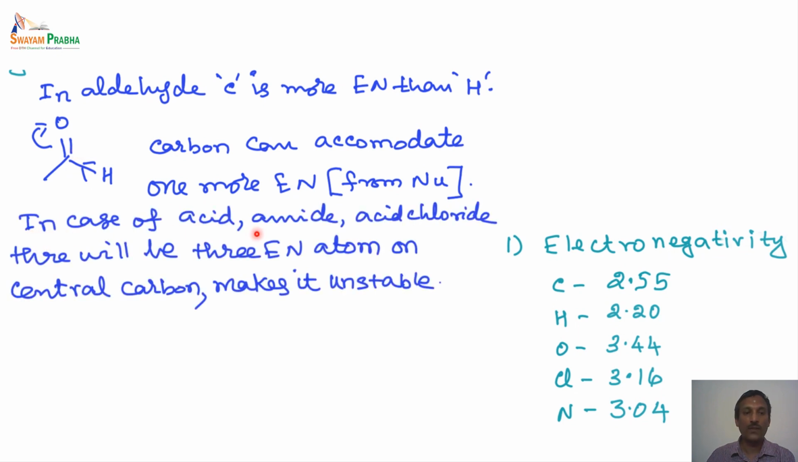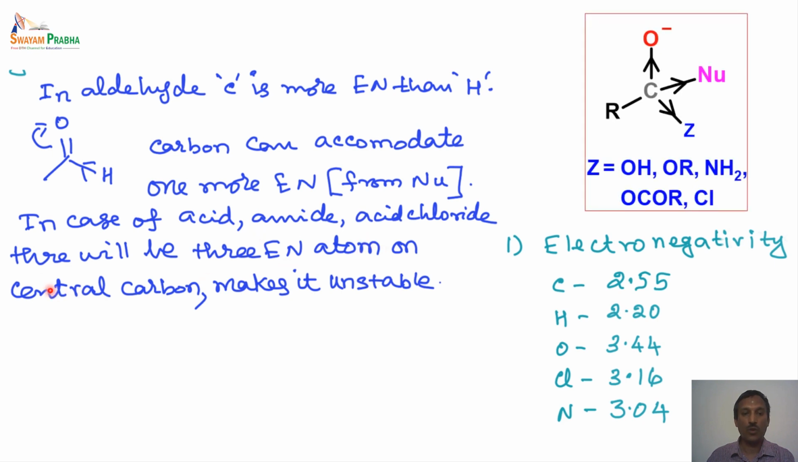In the case of acids, amides or acid chlorides, what is the problem? In the case of acids, amides or other acid derivatives, we have one oxygen which is electronegative, and we have another Z group which is the acid or other substituent. All of them have higher electronegativity than the central carbon, so they also pull the electron towards themselves. This oxygen pulls the electron towards itself, and finally the nucleophile is also pulling electron towards itself.